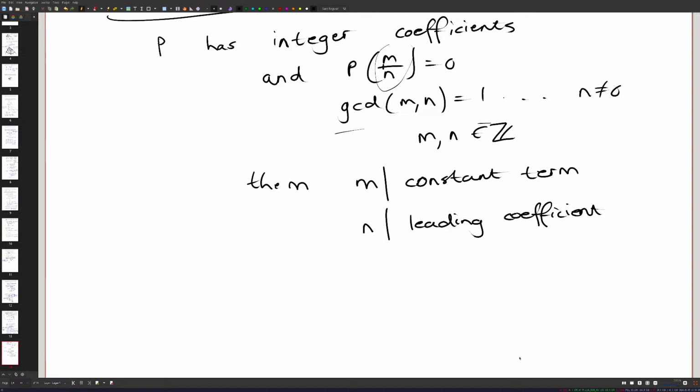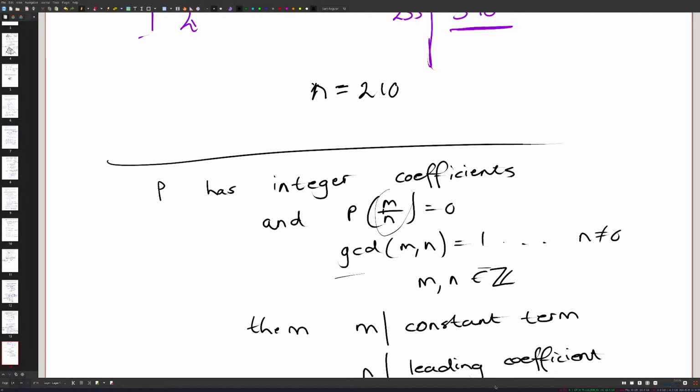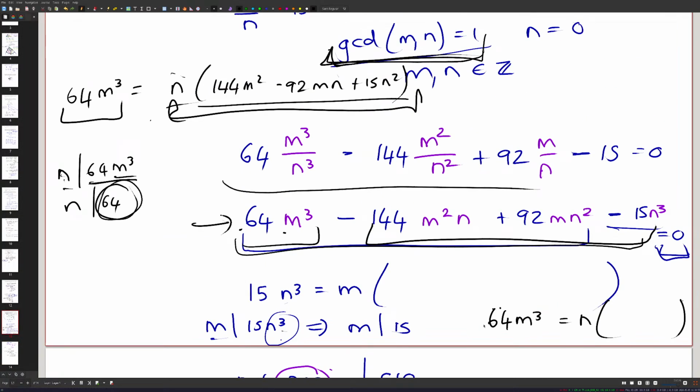In a lot of questions, they're especially nice to you and just 1 or minus 1 ends up being a solution, and then you can factor out either x minus 1 or x plus 1. Sometimes they're a little bit more mean and you have to go to 2 or minus 2. If they're very mean, you end up with actual fractions.